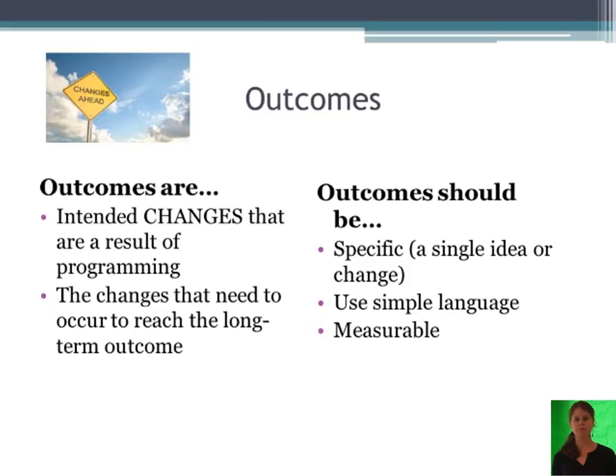So let's go over outcomes now. Outcomes are intended changes that are a result of the programming. They're the changes that need to occur to reach that long-term outcome. Outcomes should be specific, a single idea or change. They should use simple language. Everyone should be able to understand your outcomes. And they should also be measurable.